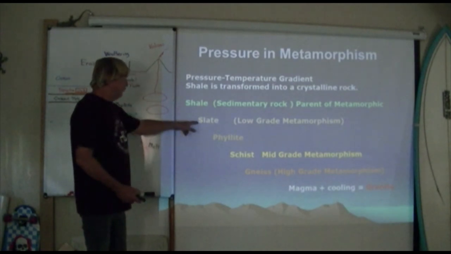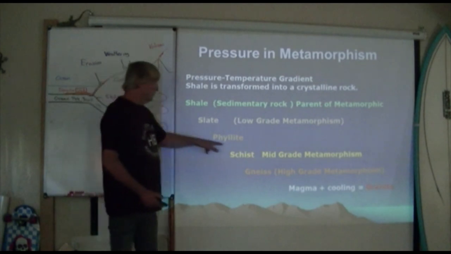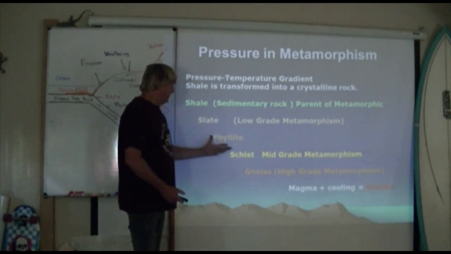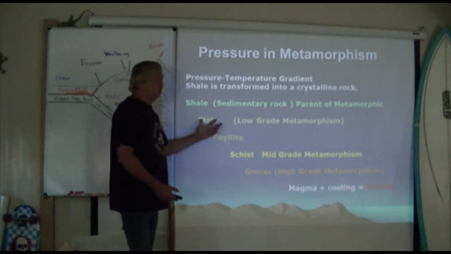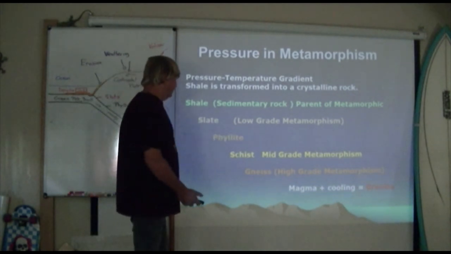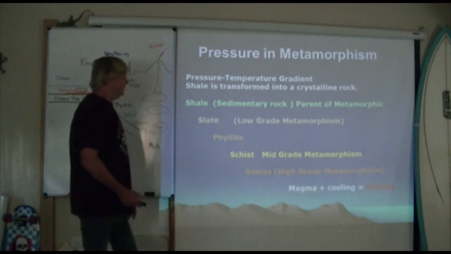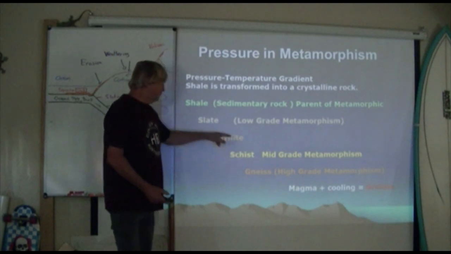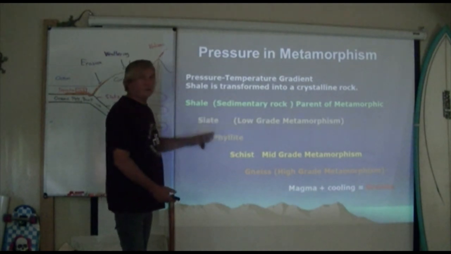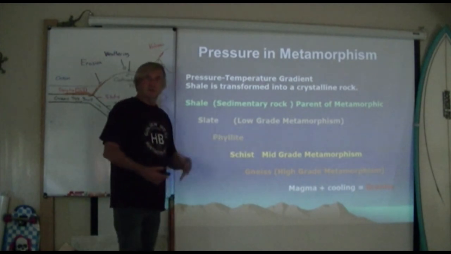Now slate, when it is heated, goes deeper, it becomes a rock called phyllite. And phyllite has a shine to it, and that's because quartz minerals start to appear. Slate is dull because it has no visible minerals. Phyllite, as it goes deeper, becomes schist. And schist is mid-grade metamorphism, and schist actually has visible minerals in it. Those minerals are in phyllite, and they're in slate, but they're microscopic. So at this point, the minerals start to expand, they start to grow.